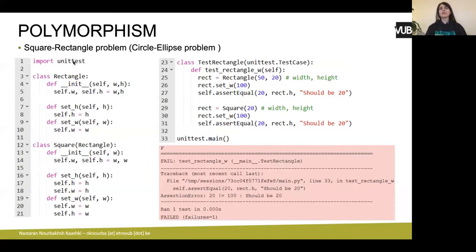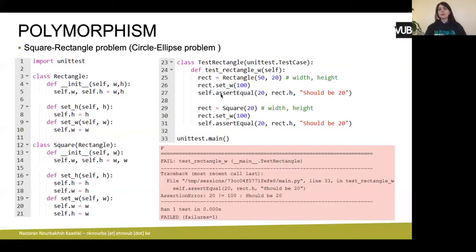I'm using the unit test from the library, and I'm writing a class which is inheriting from that library, and I'm defining a function here, and it's test the rectangle W. In this one, first I create a rectangle object, and I'm setting width and height to 50 and 20, I'm setting the W to 100, and I expect that the rectangle, the member named age of this rectangle, remained 20 because I only changed W.